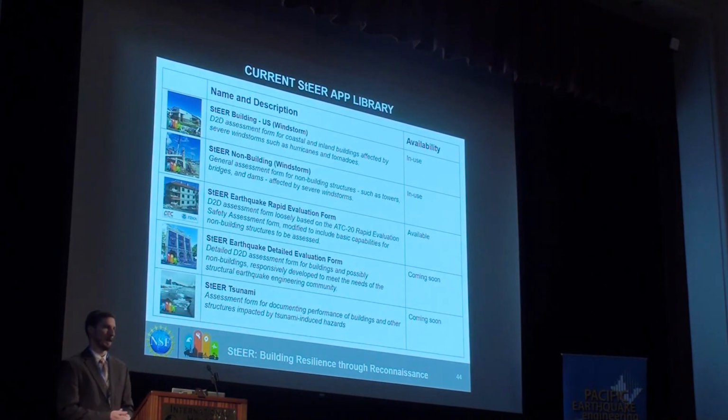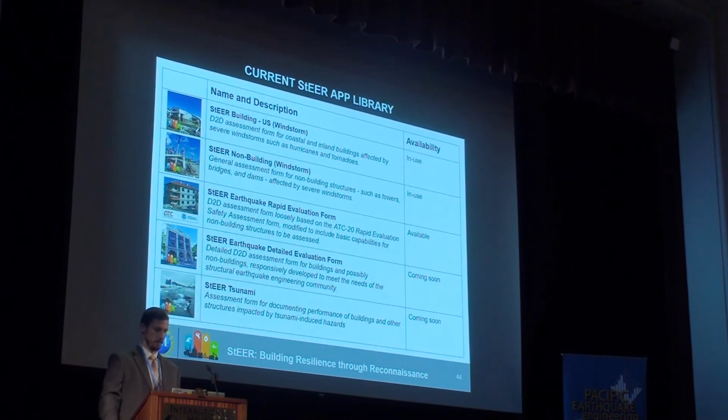So currently our STEER app library consists of these apps here, and we say apps, but these are assessment forms, with the ability to attach media and so on to them as well. So we've extensively used our building US windstorm app. We also have a non-building app that's more geared toward windstorms. We just created a STEER earthquake rapid evaluation form that is primarily based or loosely based on the ATC 20.